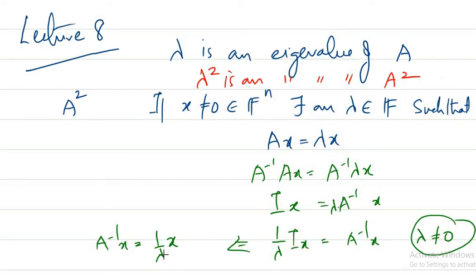Okay, so for A inverse, what we get is 1 by lambda is an eigenvalue. So the same thing you can go on for finding A power minus 2, A power minus 3 and so on. You can do it in that particular fashion.